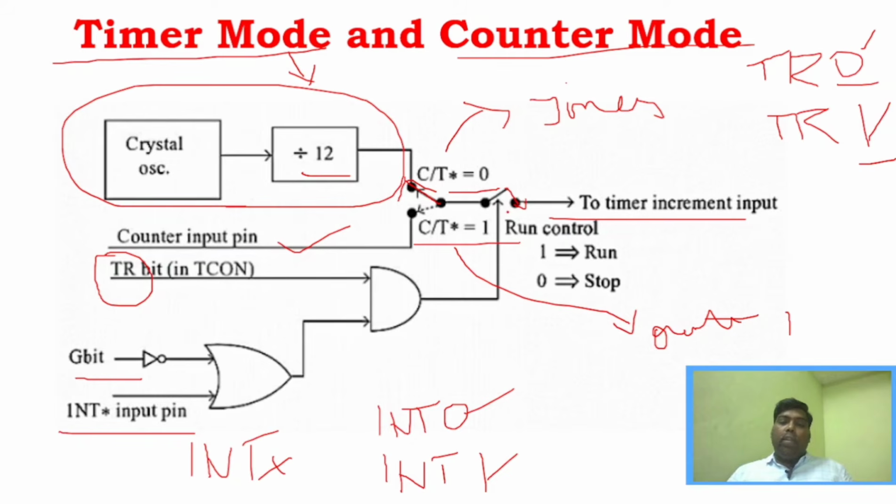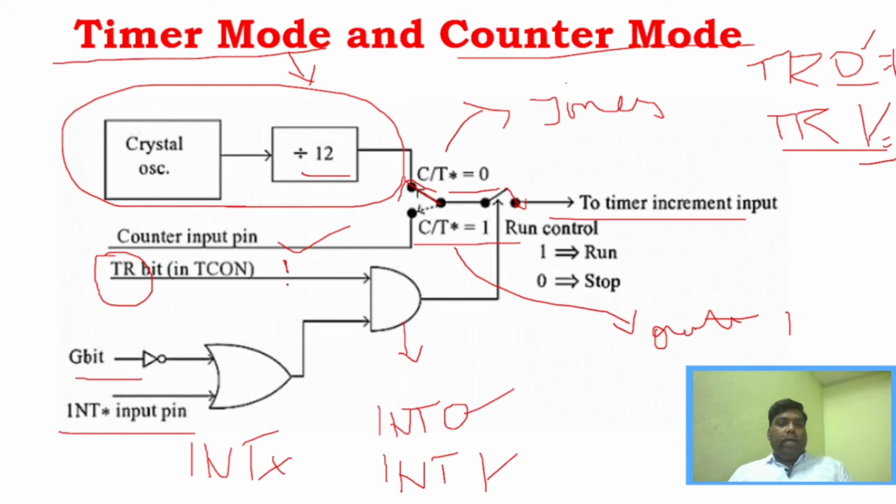So this control will be done by these two gates. You can see an AND gate as well as an OR gate here, right? And you can see this particular pin, that is the TR bit. TR bit is nothing but TR0 or TR1. What are TR0 and TR1? When we use timer 0, it will be TR0, and if it is timer 1, then TR1, right? Either TR0 or TR1 has to be enabled, so this bit will be 1, either TR0 or TR1 will be 1. Only then will the timer work, okay?